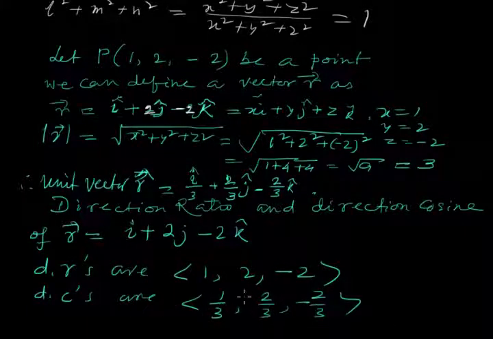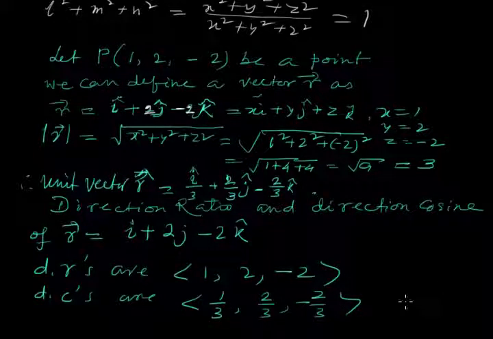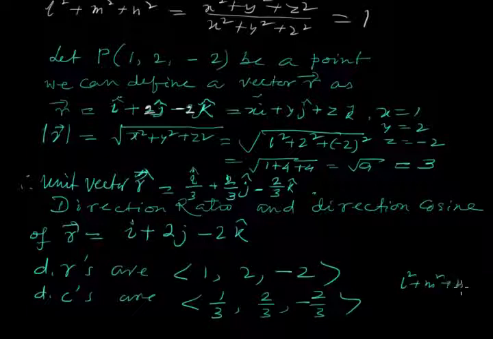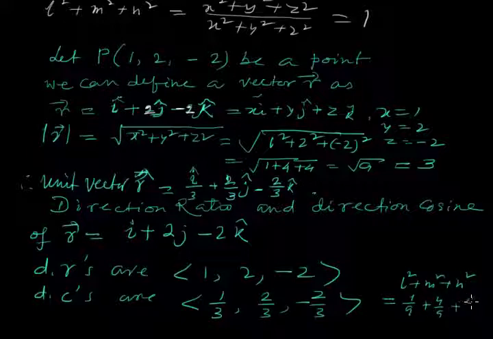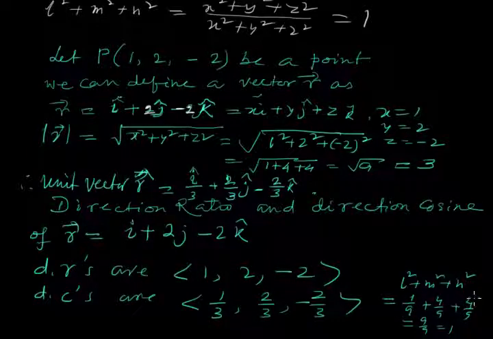And if we check the sum of the squares of these, that is l square plus m square plus n square is equal to 1 by 9 plus 4 by 9 plus 4 by 9, which is 9 by 9, equal to 1. So it is coming that l square plus m square plus n square is equal to 1. So the direction cosines are 1 by 3, 2 by 3, minus 2 by 3.